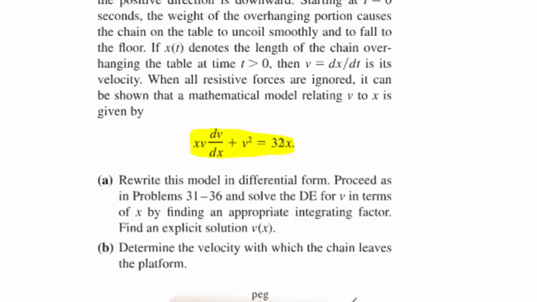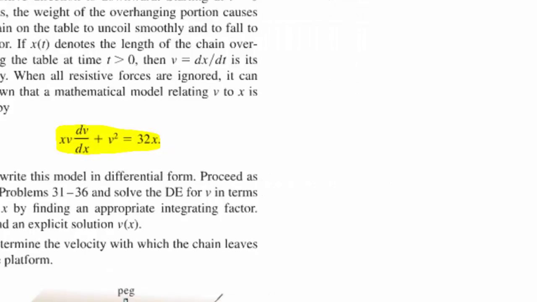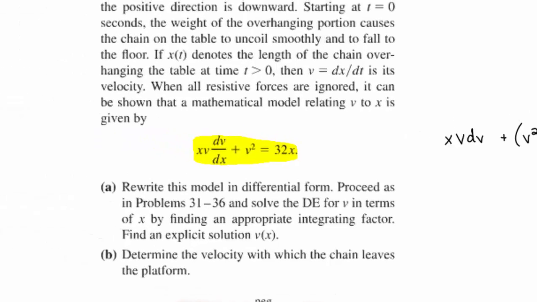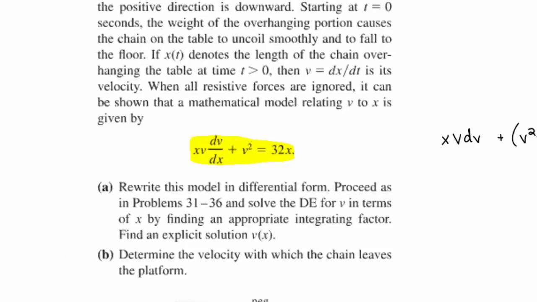Rewrite this in differential form. So part A is just first asking us to rewrite this in differential form. I'll write this as xv dv plus, moving the 32x to the left-hand side, (v squared minus 32x) dx. Now remember, x denotes the length of the chain that's off of the table, and v is its velocity. x is a function of time, and so through composition, v is also a function of time. But in this case, we're really considering v as a function of x, as a function of length.